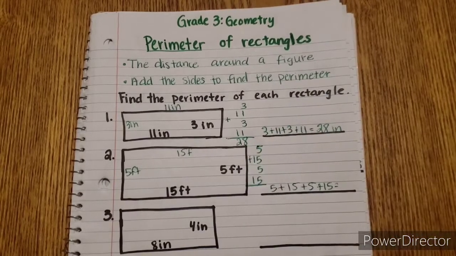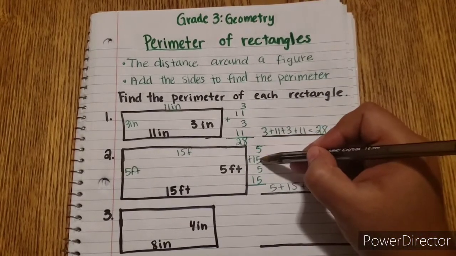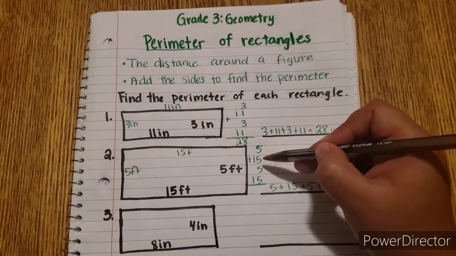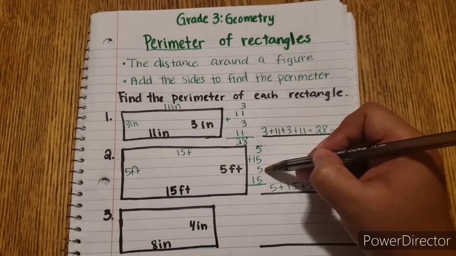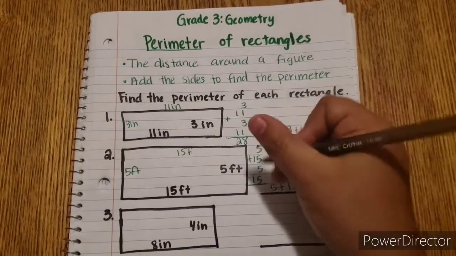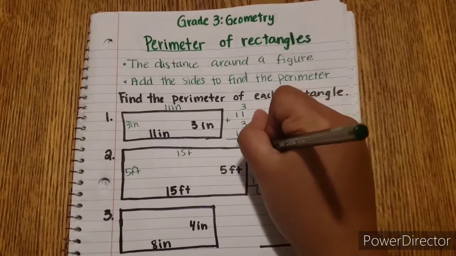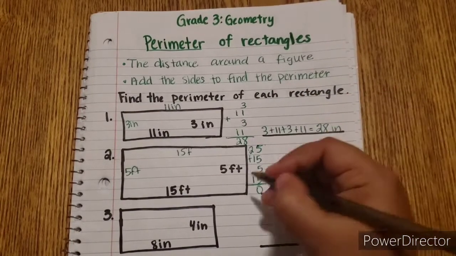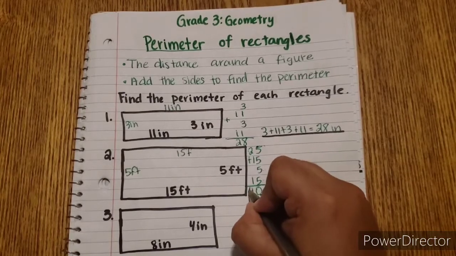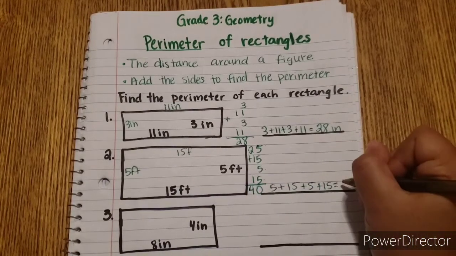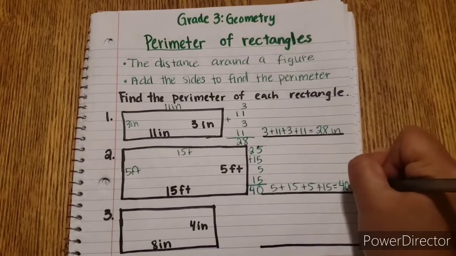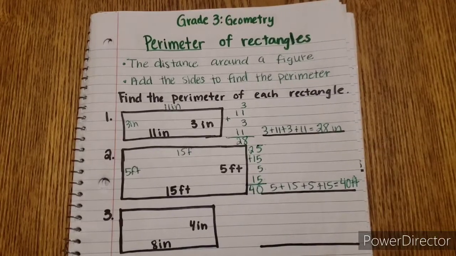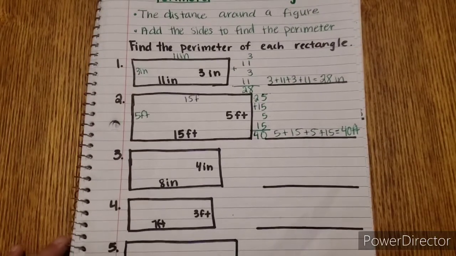So let's see what that is. We have 5 plus 5, that's 10, plus 5, that's 15, plus 5, that's 20. So we have the 0 down here and the 2 up here. So we have 2, 3, 4. So this is 40. So the answer is 40 feet. Now let's go on to the next one.